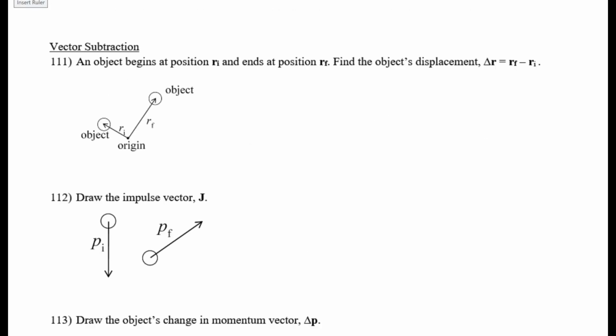When it comes time to do subtraction, here's how that process works. We say, okay, find the displacement, which is our final minus our initial. But here's what we do. We rewrite the subtraction as addition. All we need is negative our initial, and we add negative ri with rf.